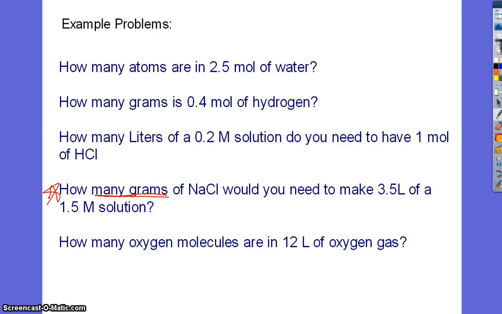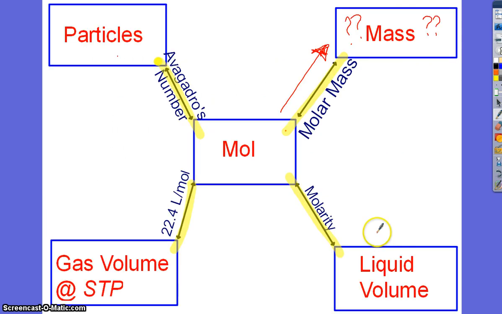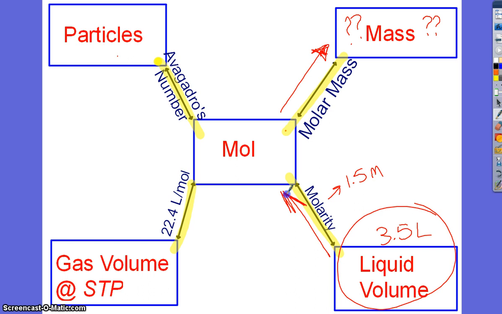It says I want to make 3.5 liters of a 1.5 molar solution. So I am down here. I was given information for liquid volume. I was told I have 3.5 liters. That's my liquid volume. I was given my molarity. It's a 1.5 molar solution. The one thing I was not given is the molar mass. Because I have liquid volume, I've got to go to moles. Once I'm at moles, I've got to go to mass.